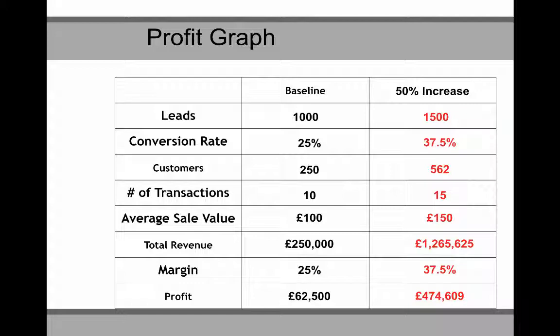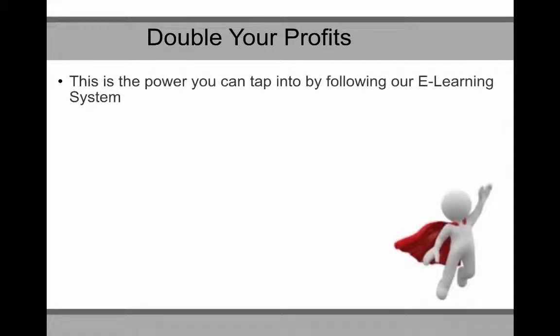So starting with just £62,500 in profit, a 50% increase over these 5 basic areas has delivered us nearly £500,000 worth of profit to our bottom line. I think that's a little bit more than double our original profits, wouldn't you agree? This is the power you can tap in by following our e-learning system.